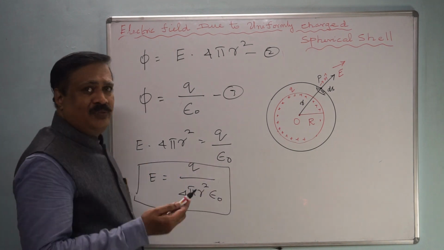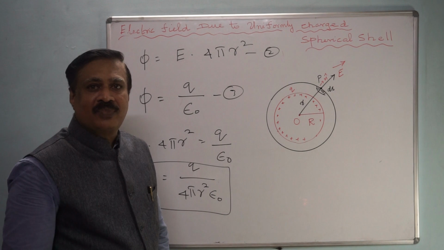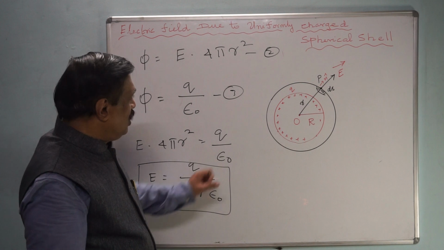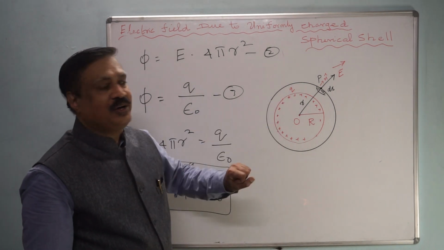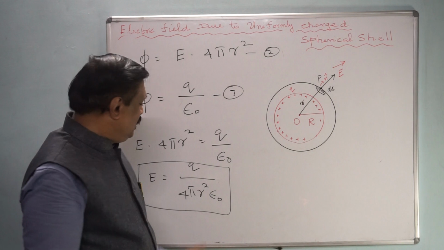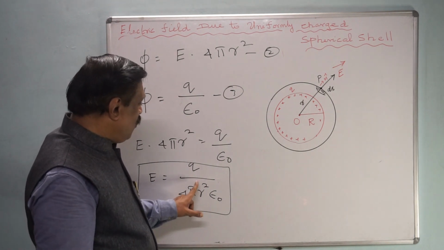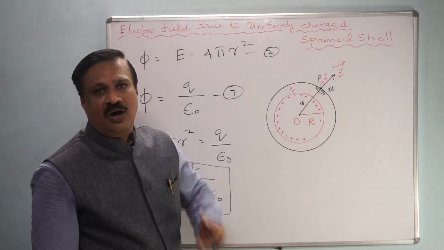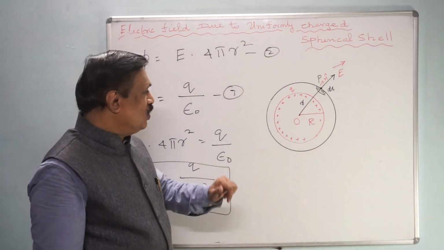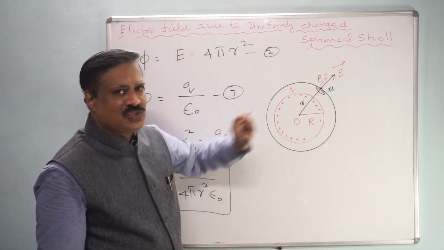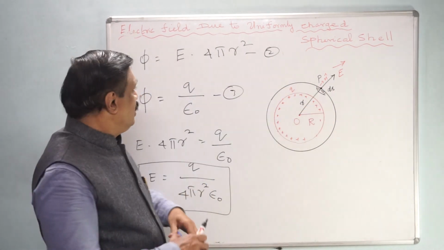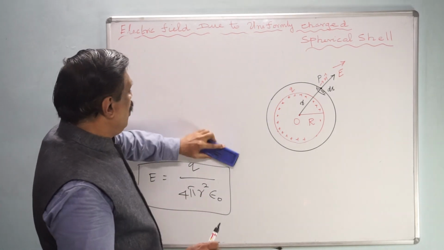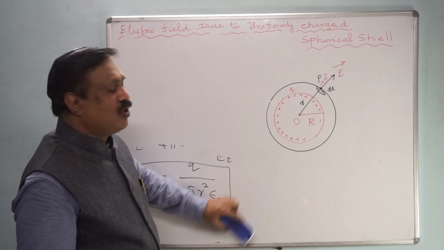Now, what is the result you are getting? Already you got this for the point charge. The same thing here. That means all the charges are concentrated at one point for the charged spherical shell. It depends only on 1 by r squared. This is for a point at a distance r. Now we have to consider three cases. One is a point at distance r outside the spherical shell. Next is the electric field on the surface.